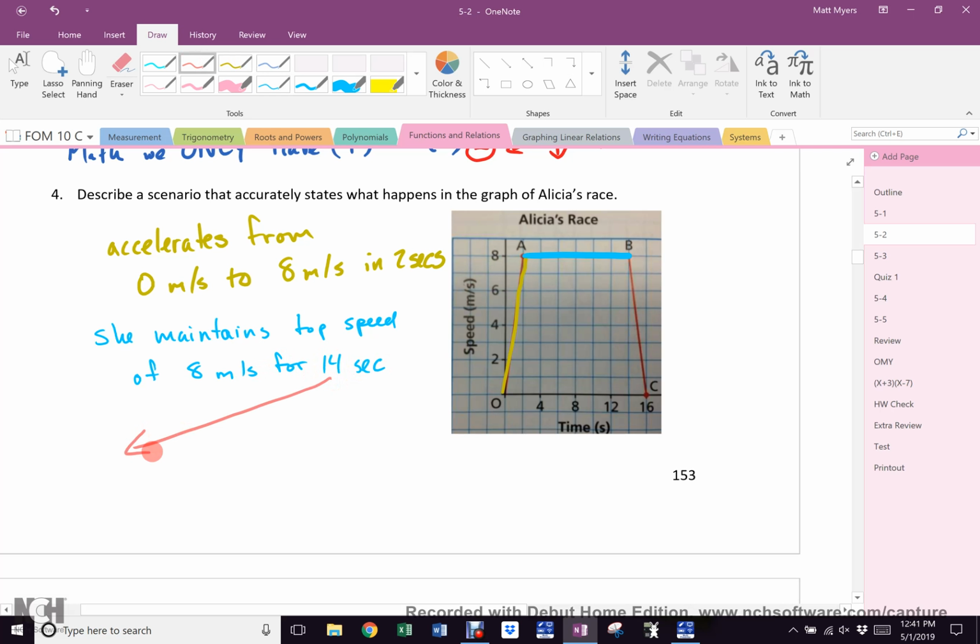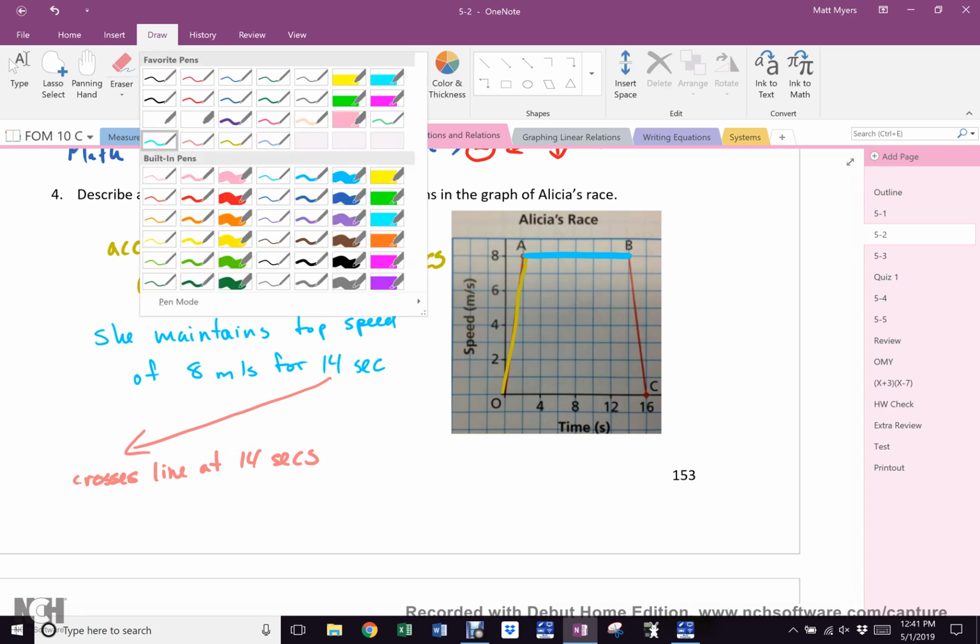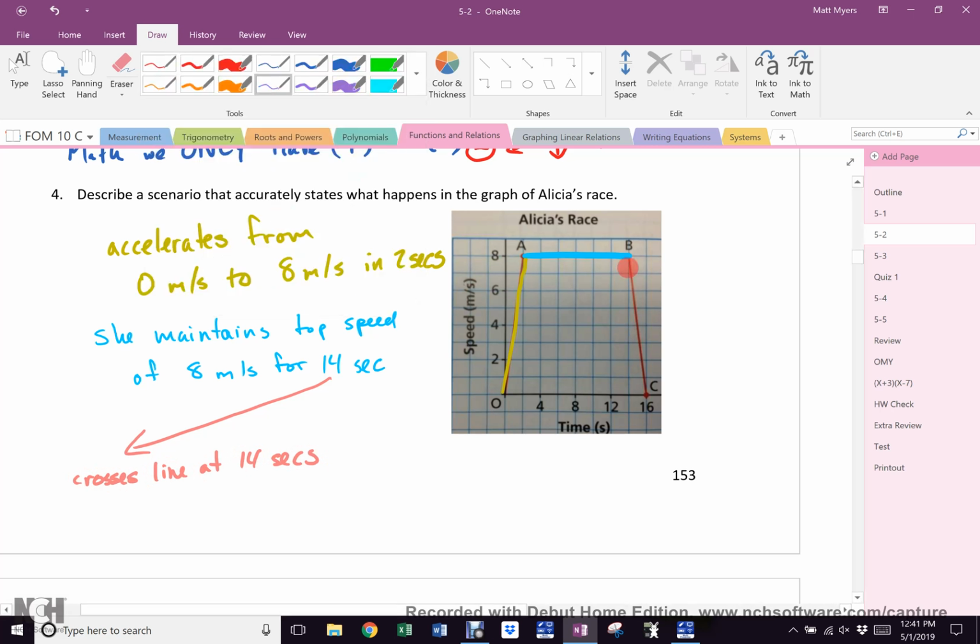She slows down. Why? The reason about negative acceleration. She crosses the finish line. Crosses the line at 14 seconds and then does what? Slows down to what? Takes 2 seconds to slow to 0.